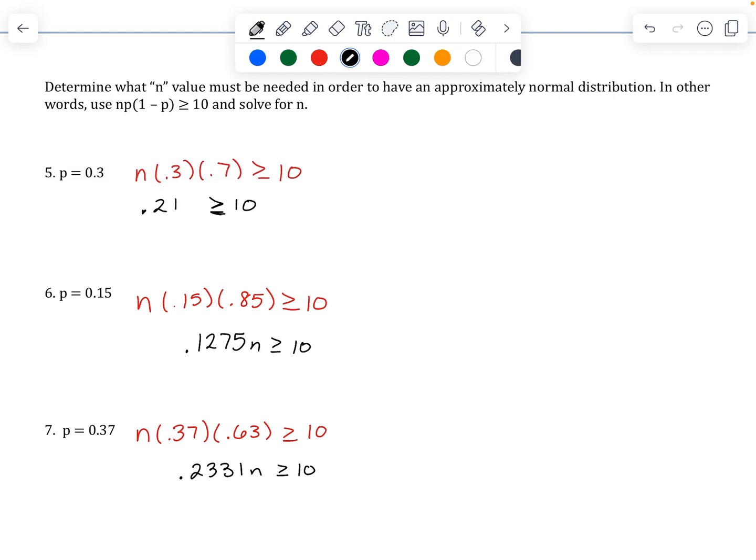0.21n is greater than or equal to 10. So if I divide by 0.21, I'm going to get n equals 47.62. I'm going to round up to 48 trials. We're always going to round up.